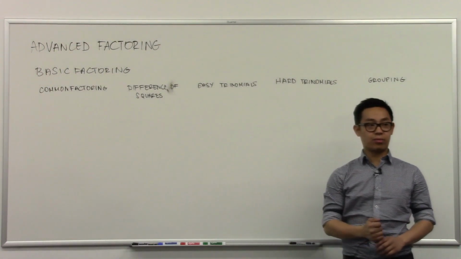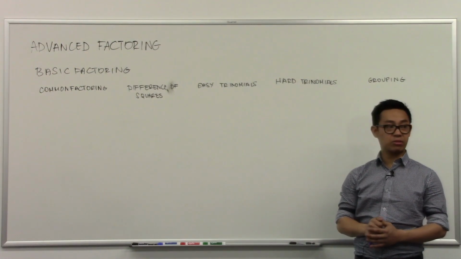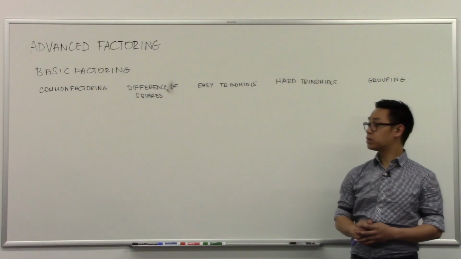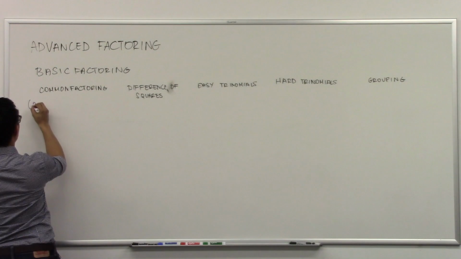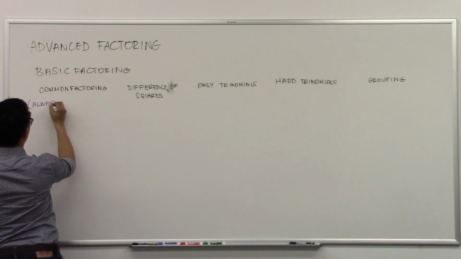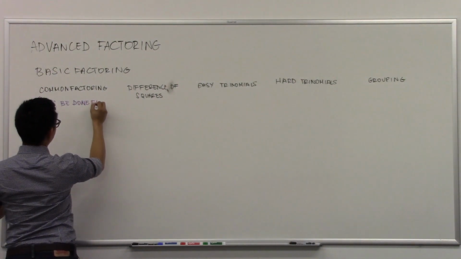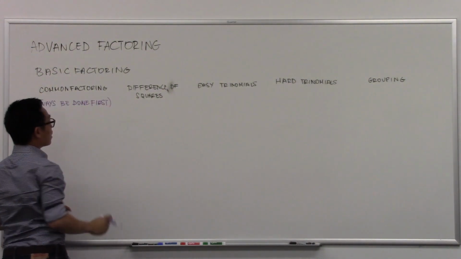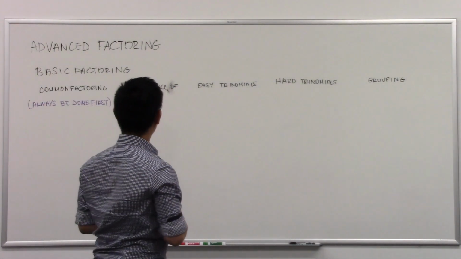There is an easy way to recognize which type it is. That is by counting the number of terms. Okay. Common factoring should always be done first. So no matter what, you're always going to think about whether you can common factor or not.